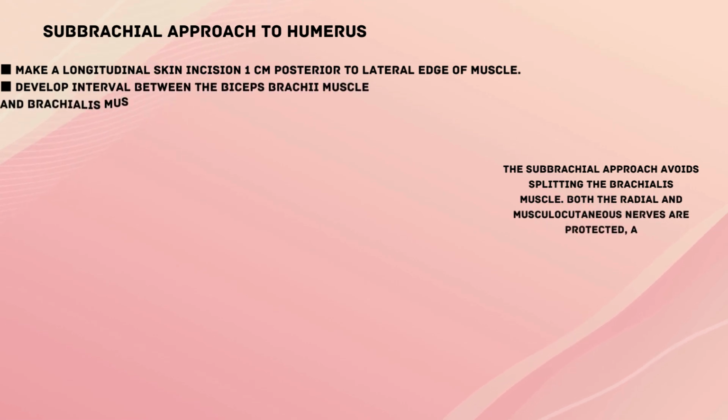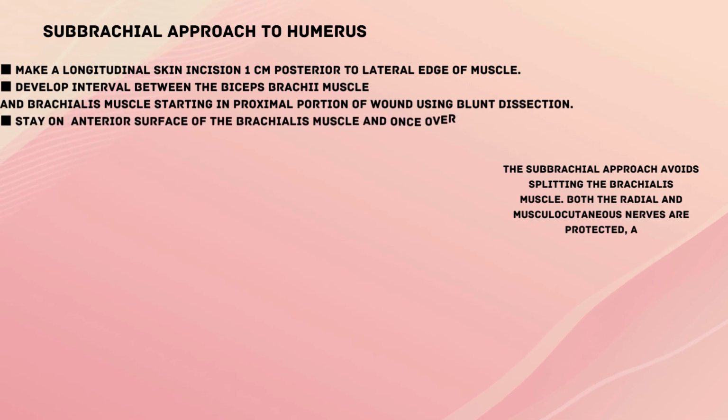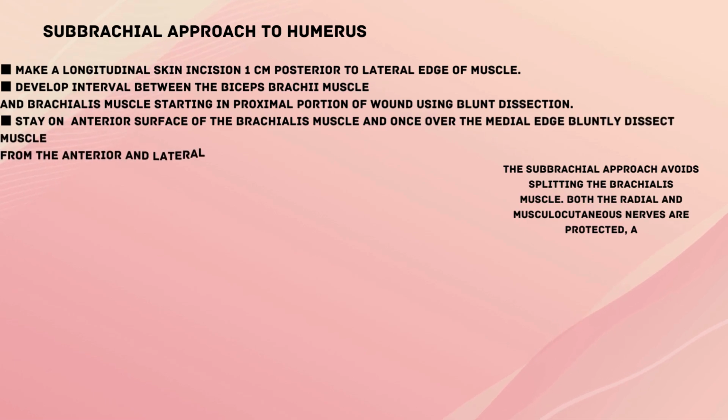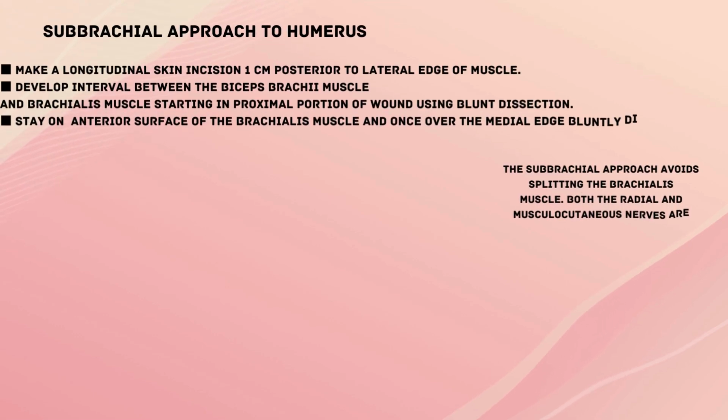Develop the interval between the biceps brachii muscle and the brachialis muscle, starting in the proximal portion of the wound using blunt dissection. Stay on the anterior surface of the brachialis muscle and, once over the medial edge, bluntly dissect the muscle from the anterior and lateral edge of the humerus. The subbrachial approach avoids splitting of the brachialis muscle, and both the radial and musculocutaneous nerves are protected.